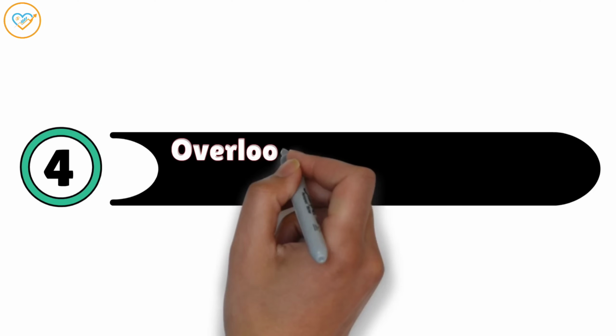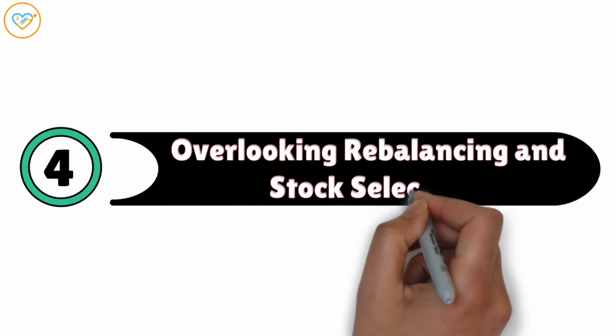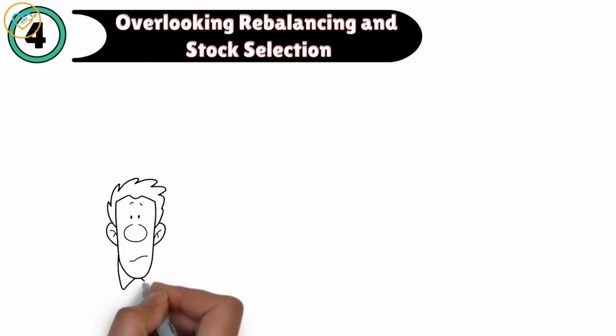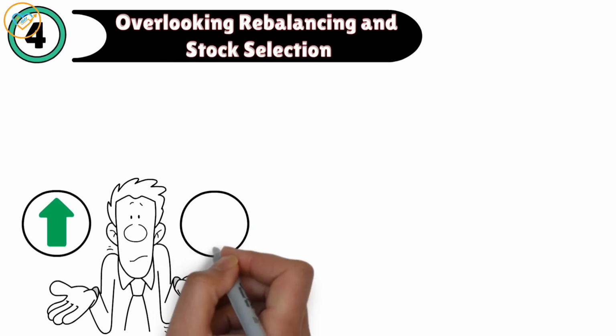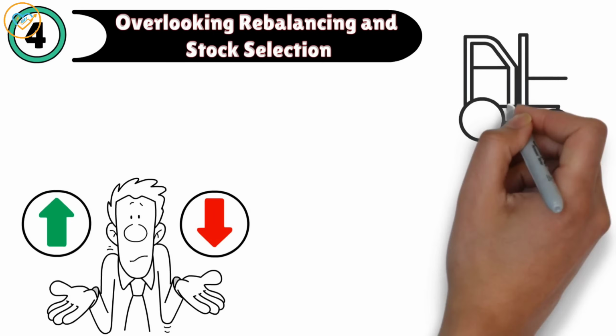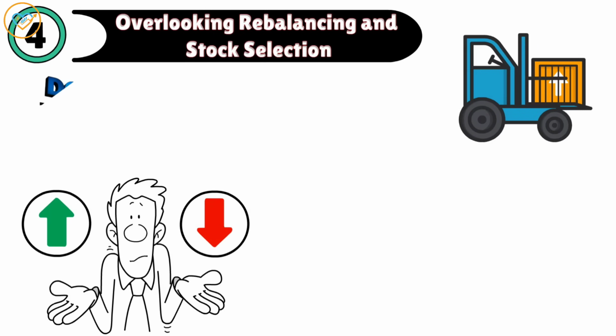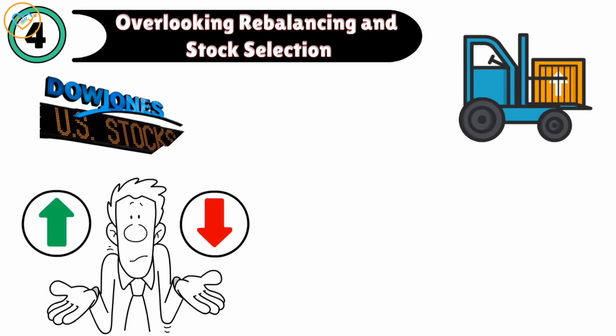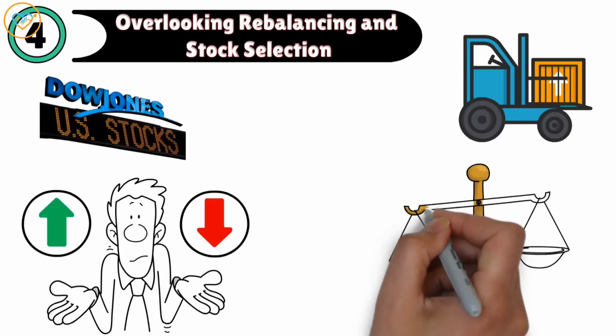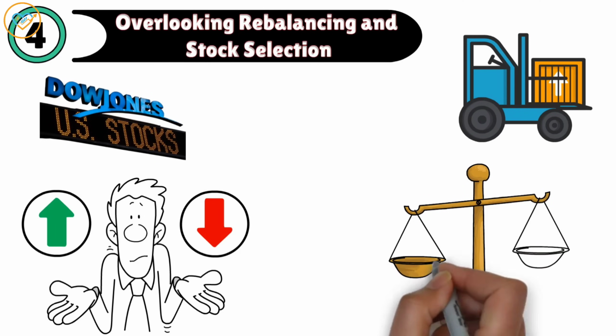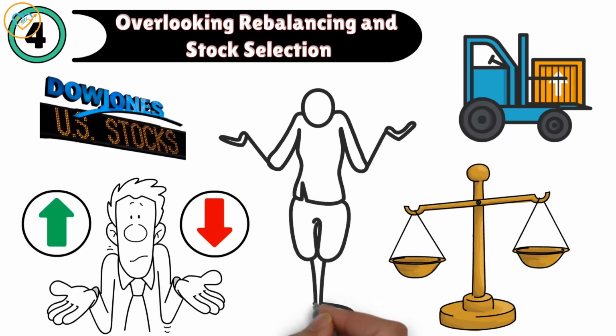Chapter 4, Mistake Number 4: Overlooking Rebalancing and Stock Selection. Mistake number 4 is overlooking the impact of rebalancing and stock selection in SCHD. SCHD tracks the Dow Jones U.S. Dividend 100 Index, and it's rebalanced annually to maintain alignment with this index. But why does this matter?